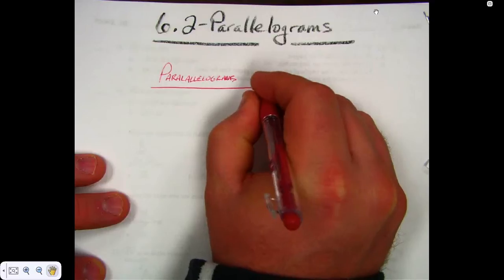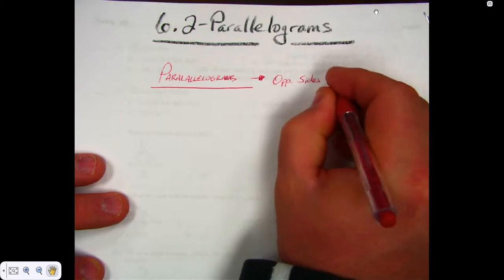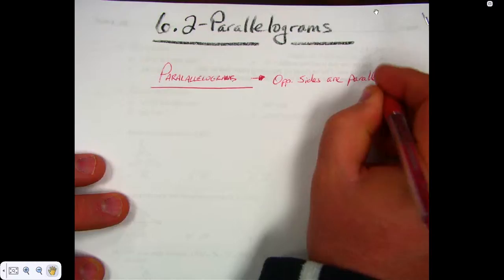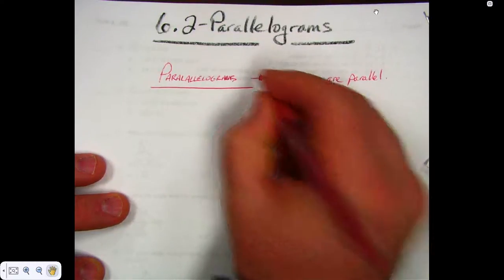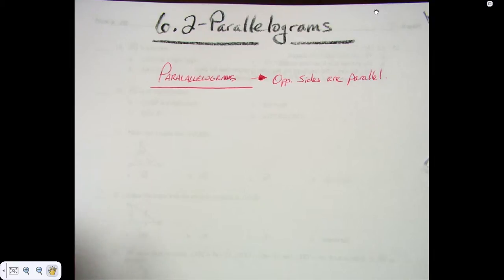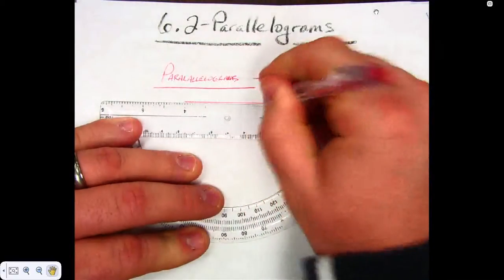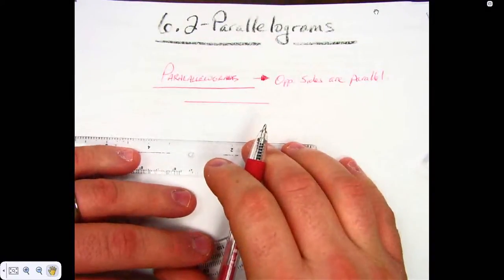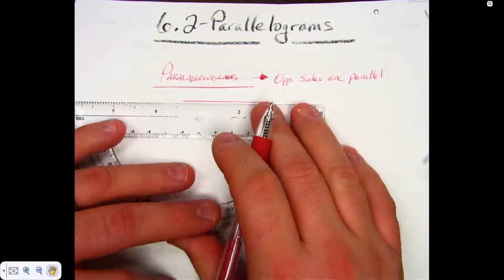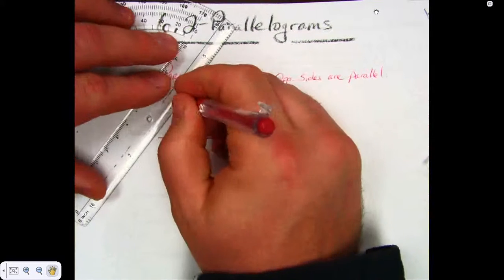What do you think makes something a parallelogram? Opposite sides are parallel. Probably the most commonly seen parallelogram is where they just kind of skew it a little bit. That's pretty close.